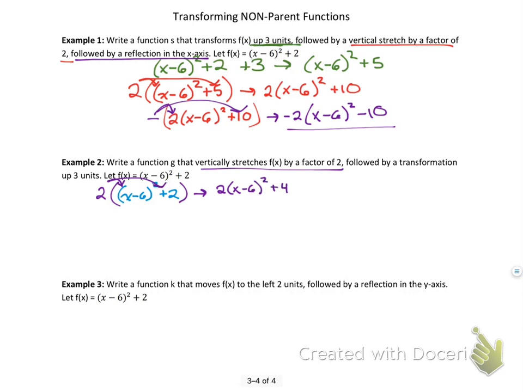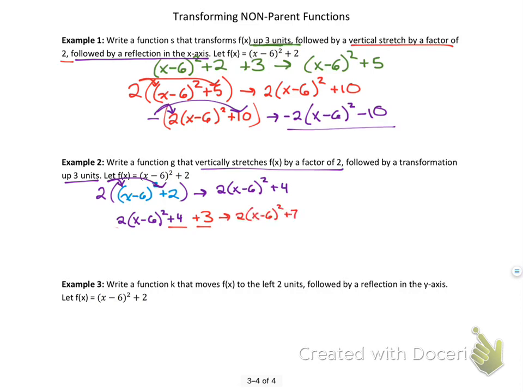Then we have a transformation up 3 units. Well, the up 3 just goes at the end. So we write the whole thing again, because we're moving the whole thing up 3. So we get 2 (x minus 6) squared plus 4, and we're moving it up 3. Now, because it's up 3, it goes at the end. Well, there's nothing to distribute in front, so we can just get rid of these parentheses and combine like terms. The like terms are 4 and 3, which makes 7. So the answer is 2 (x minus 6) squared plus 7.